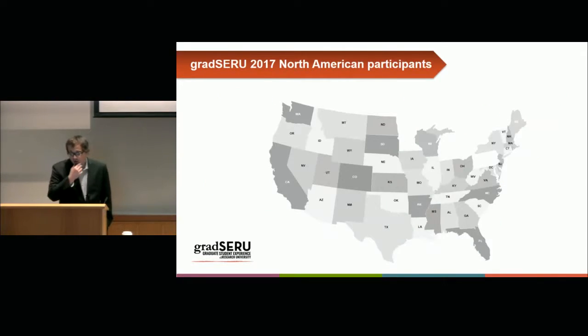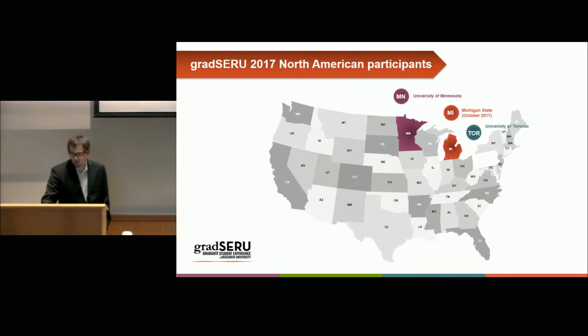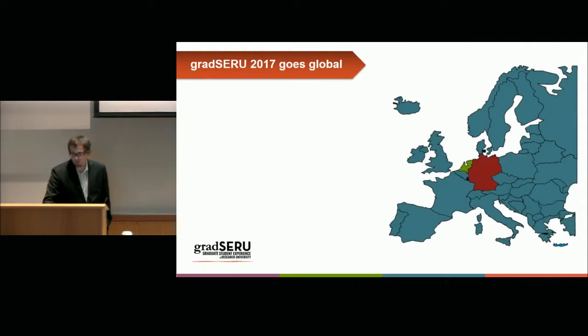Five institutions in North America administered the survey this year. That includes the University of Minnesota, Michigan State University, which is actually collecting the data right now, University of Toronto in Canada, University of Pittsburgh, and the University of Delaware, as well as two institutions in Europe, Utrecht University in the Netherlands, and Bremen University in Germany.